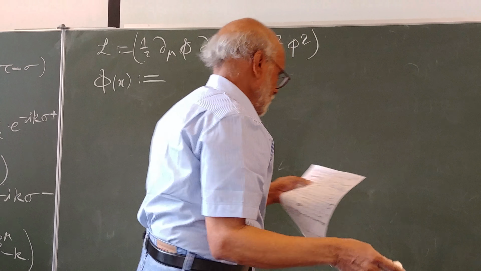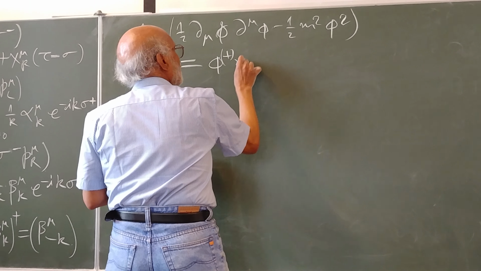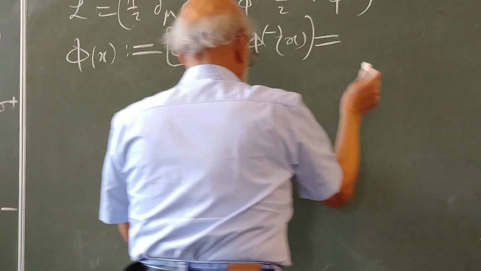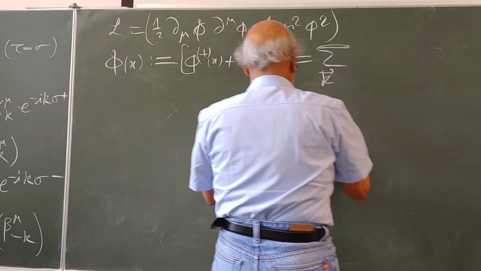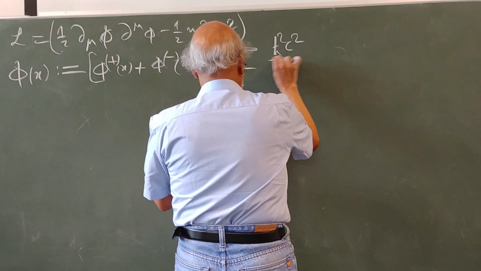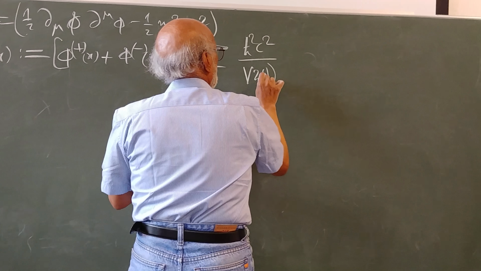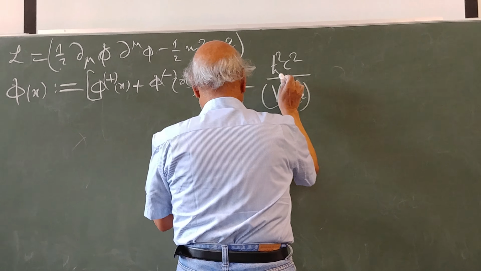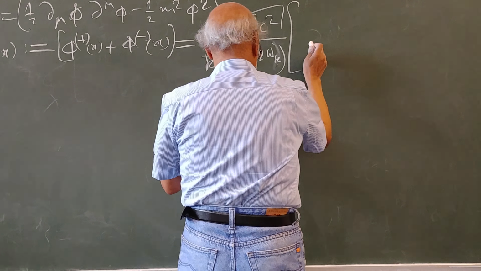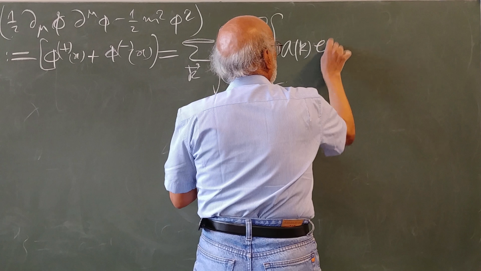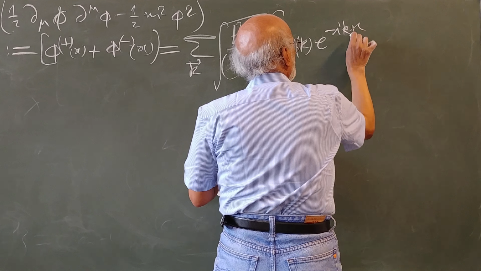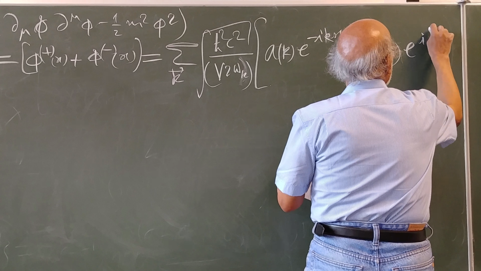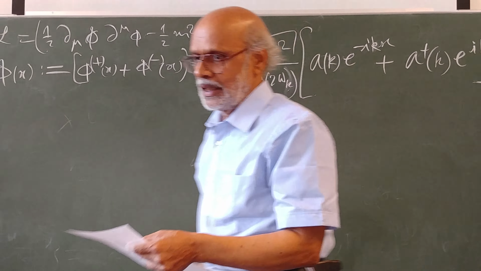Any problem? No? So let me write phi plus of x plus phi minus of x, and then let me take summation over vector k, square root of h cross square c square upon V 2 omega k, times a of k e to the power minus i k x plus a dagger of k e to the plus i k x.